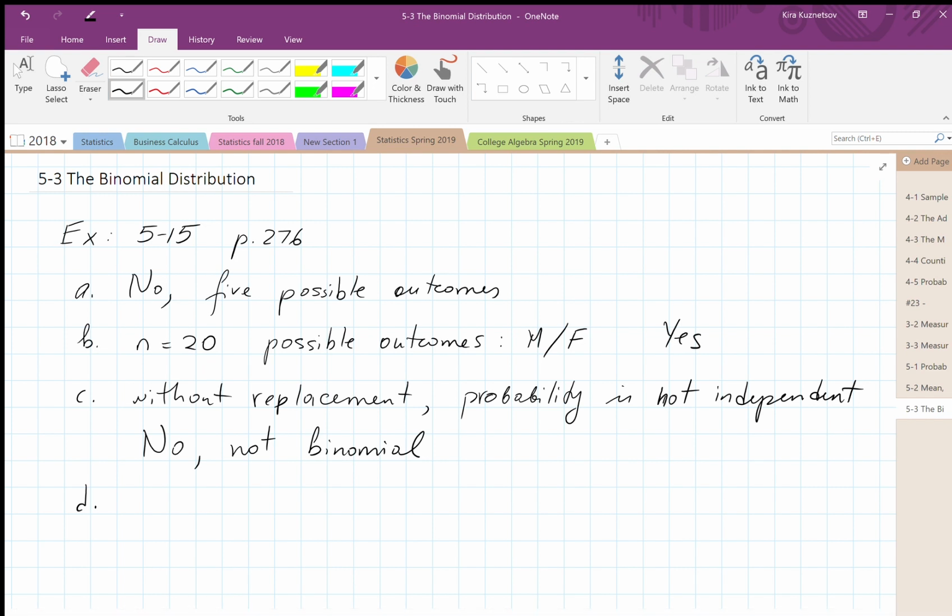Part D. Selecting 5 students from a large school and asking them if they are on the dean's list. Okay, I have selected 5 students. I asked a question. The question has either a yes or no answer. So this is a yes, binomial experiment.